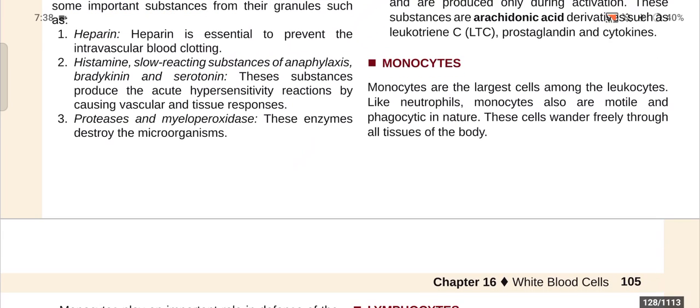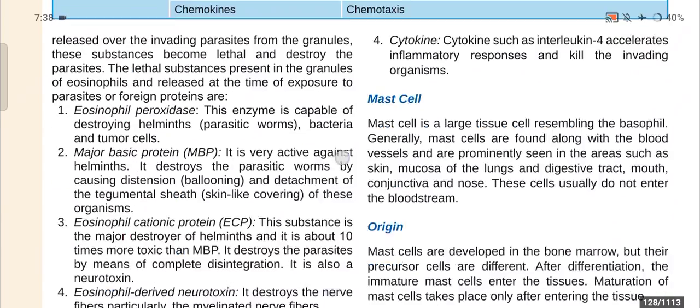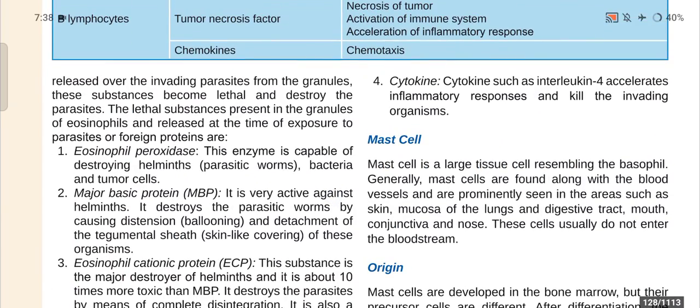Now, proteases and myeloperoxidases, these enzymes destroy the microorganisms, and the cytokine, that is interleukin 4, accelerates the inflammatory responses and kills the invading organisms.